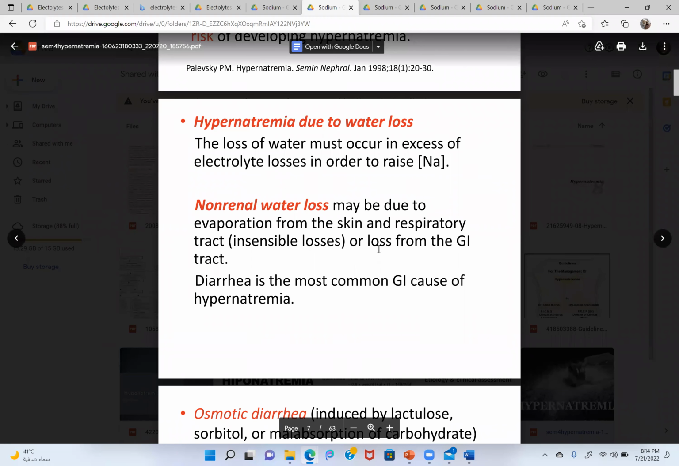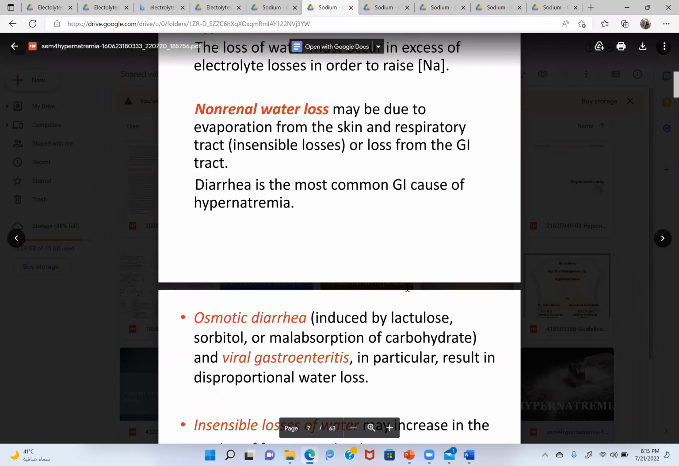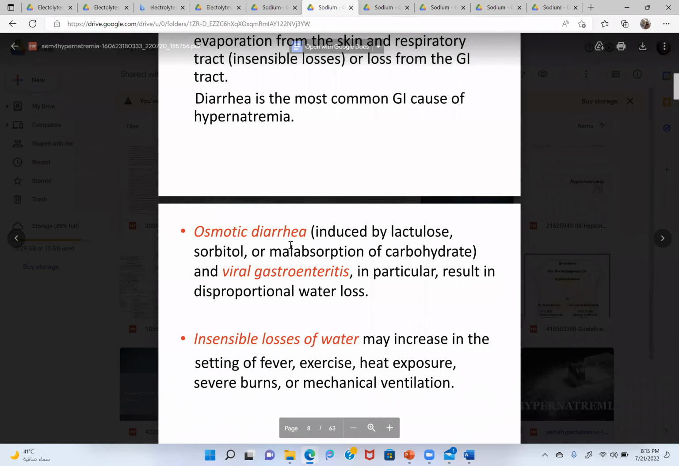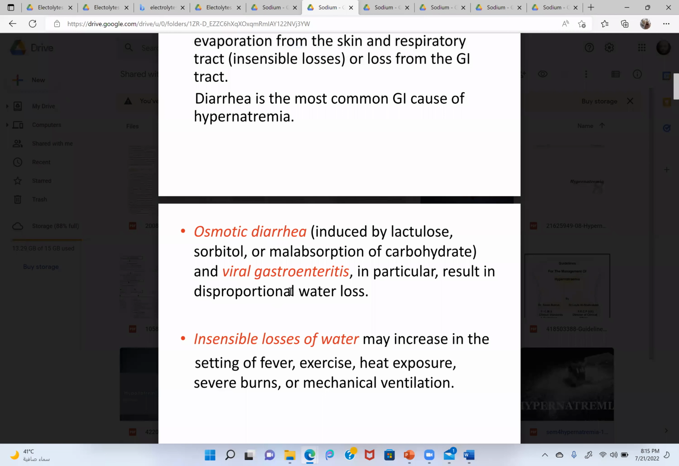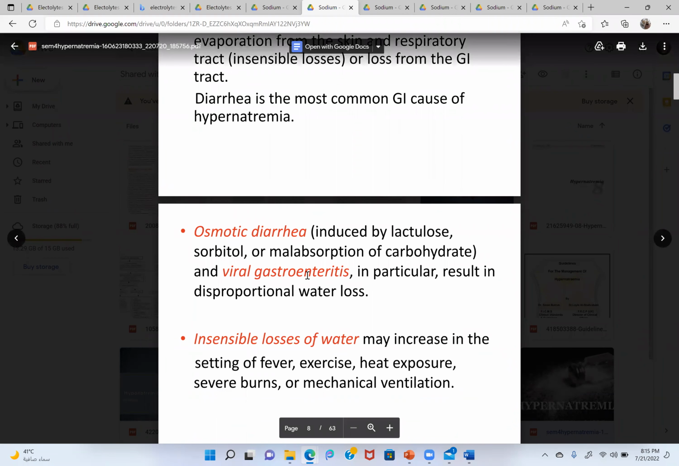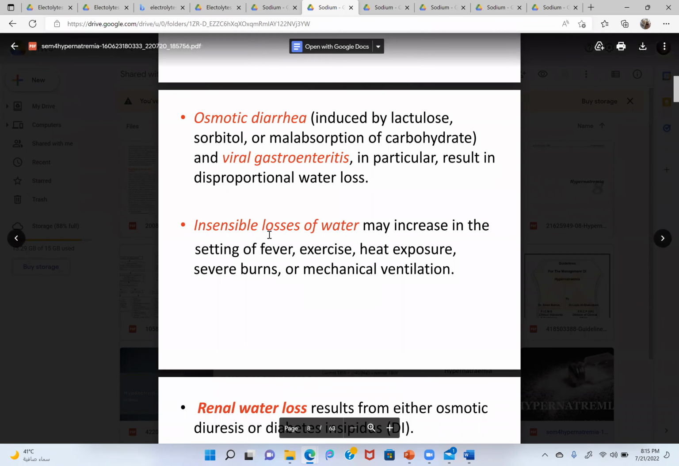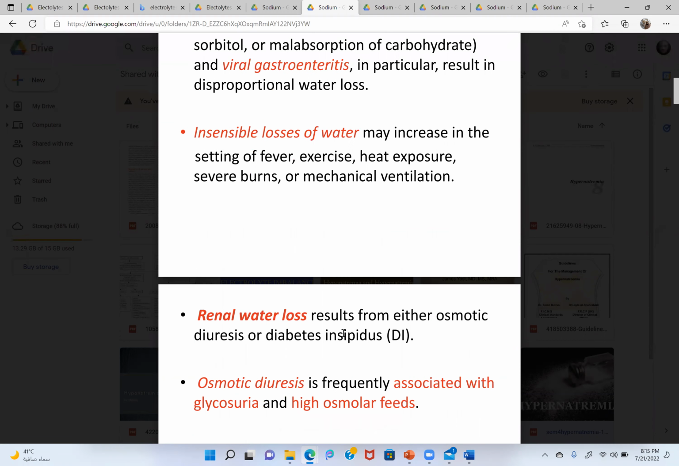In vomiting, usually it occurs if there is more water loss than sodium loss. Then there is evaporation through skin and insensible loss, and osmotic diarrhea, where osmotically active substances lead to this condition. Even if we use mannitol IV, it will result in a similar condition. In hot weather or fever, this may also lead to hypernatremia. Burns, because there will be loss of water, can also result in hypernatremia.